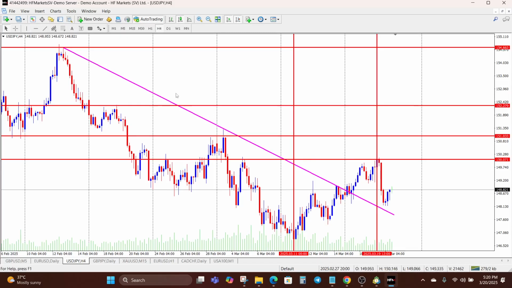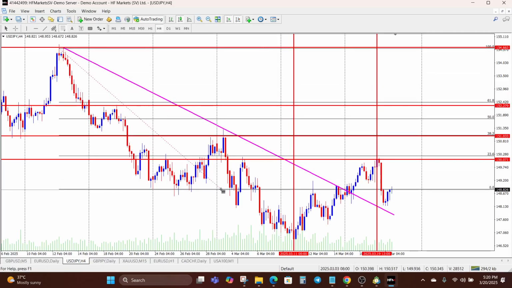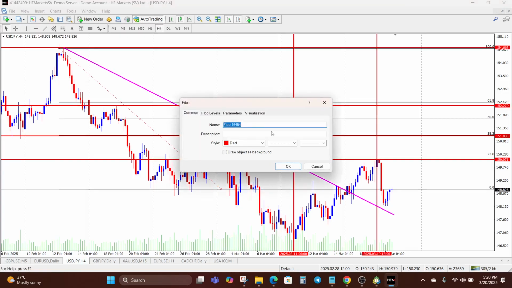And then we have the Fibonacci retracement. It is a must-have tool for spotting retracement zones. Very, very important.